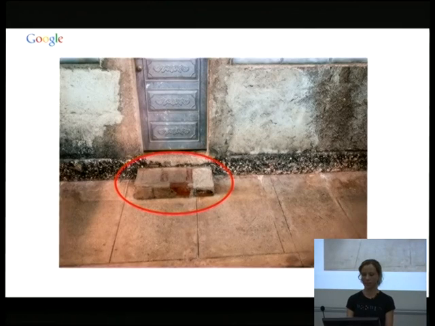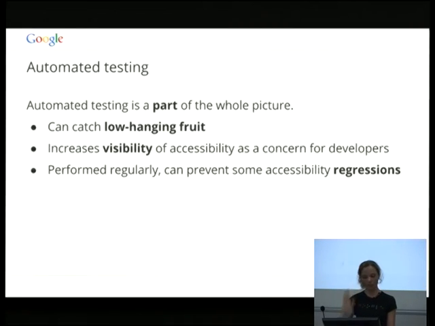So essentially it's like this. Imagine you're a wheelchair user and you've been getting around just fine and you get to the place you're going and there's just a single step. And you're like, oh, come on. So close. So automated testing is a part of the whole picture.